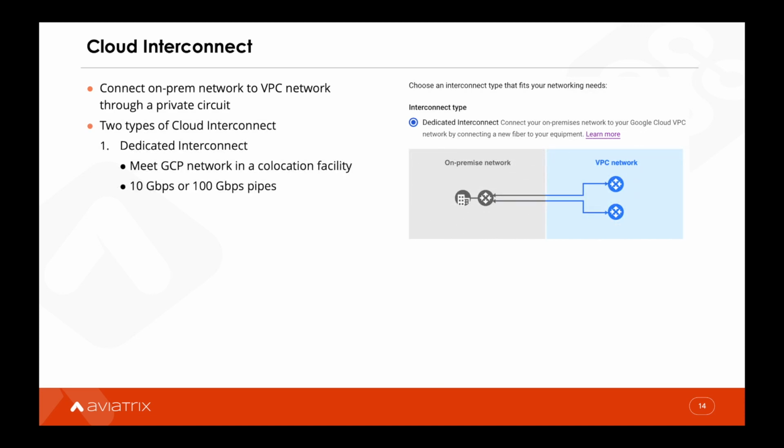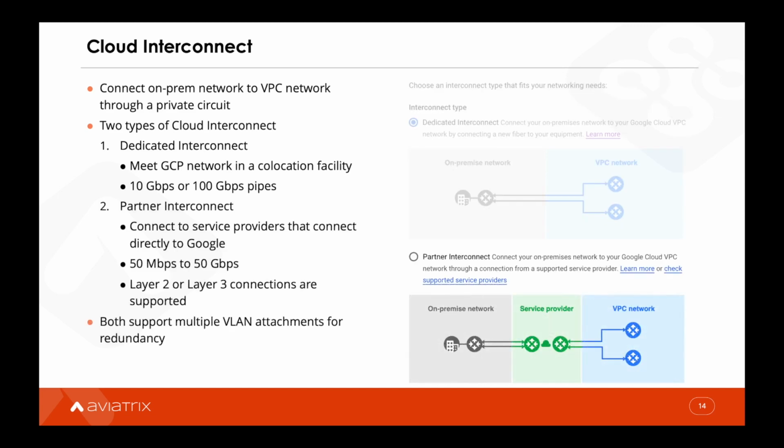There are two types of cloud interconnects. One is called the dedicated interconnect. With this connection, you can connect your on-premise networks or servers or firewalls to your Google Cloud VPC network by using a dedicated fiber connection to your equipment. There is no middle equipment required here. So you can order a 10 gig or 100 gig pipe for this service.